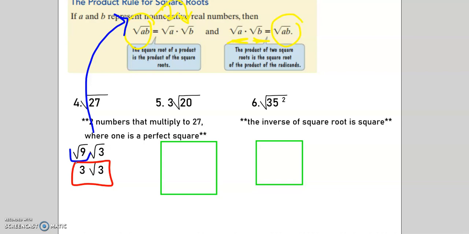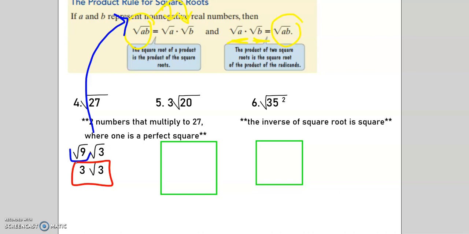Okay, so number 5 says 3 times the square root of 20. Square root of 20, right? We're realizing, oh shoot, 20 isn't a perfect square. So I need to break it down. I need to come up with 2 numbers that multiply to 20, where 1 is a perfect square. So numbers I think about, 10 and 2, right? 10 times 2 gives me 20. But, oh no, 10 or 2, neither of those are perfect squares.